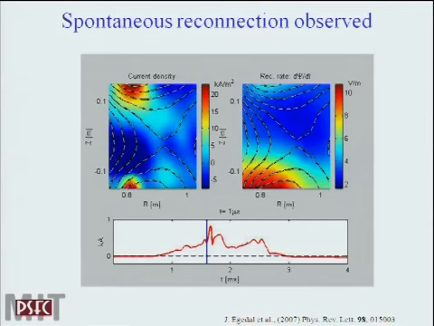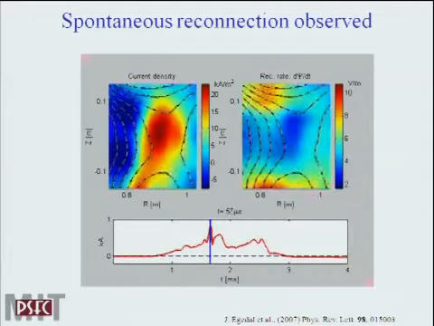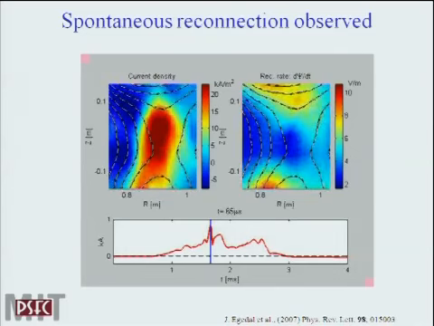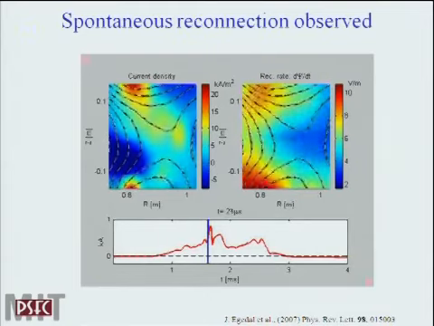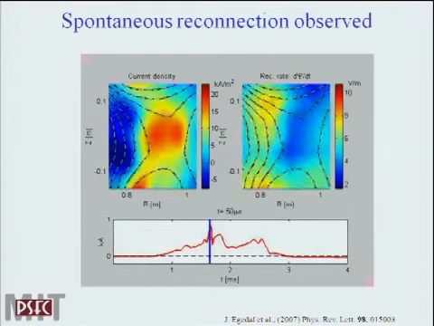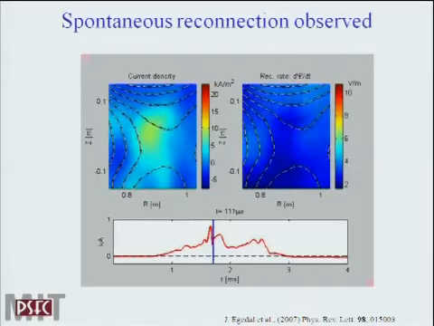Then at this time, I start driving reconnection from the outside. And you can see this current sheet is forming. Over here you have the reconnection rate. It stays low at about 2 volts per meter. Let me play it over. And then suddenly you see the reconnection rate spikes up now as the current in the plasma drops.